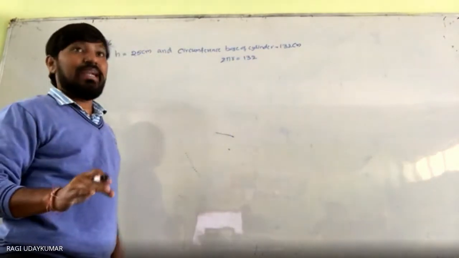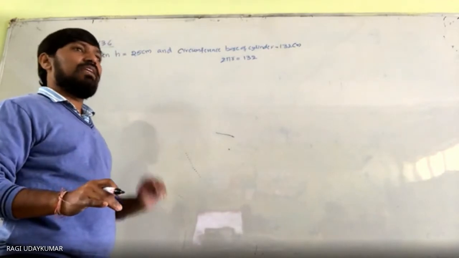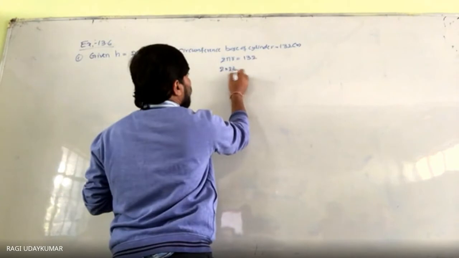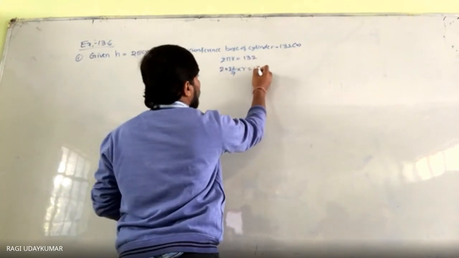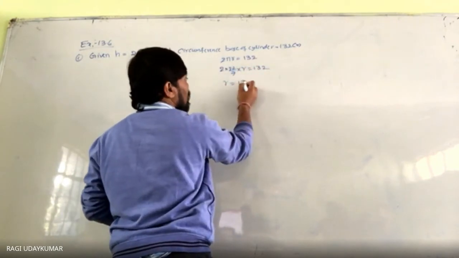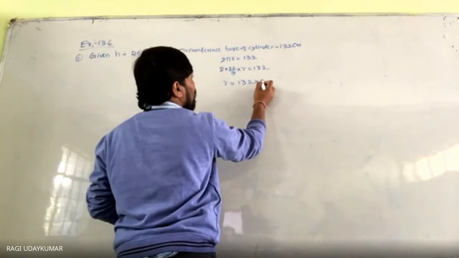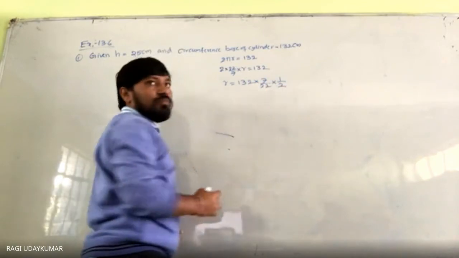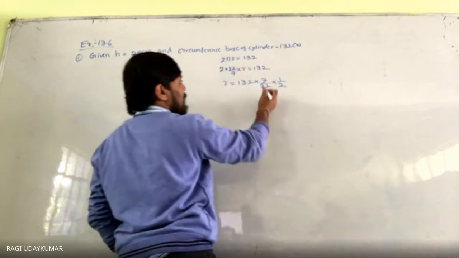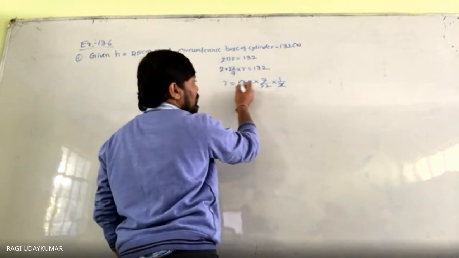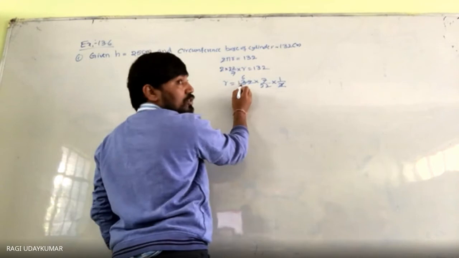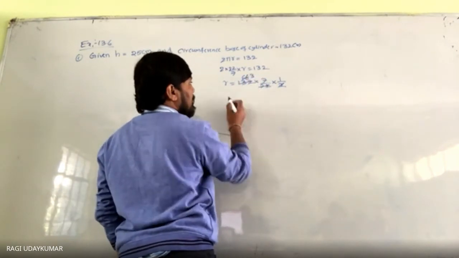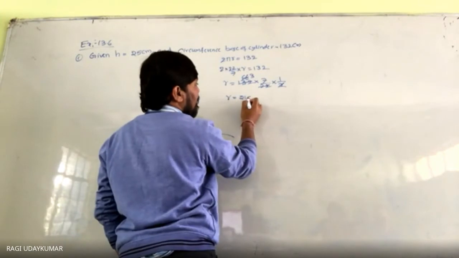Find the radius. Whatever you get is the radius of the base of the cylinder. So 2 into 22 by 7 into r is equal to 132. r is equal to 132 into 7 by 22 into 1 by 2. Or you can cancel here itself. 2 sixes are 12, and 22 threes are 66. So r is equal to 21 centimeters.